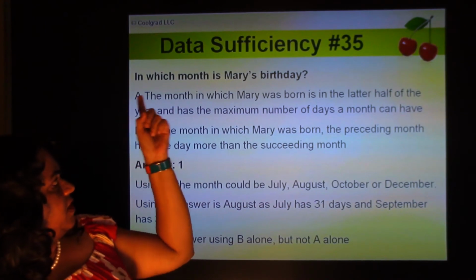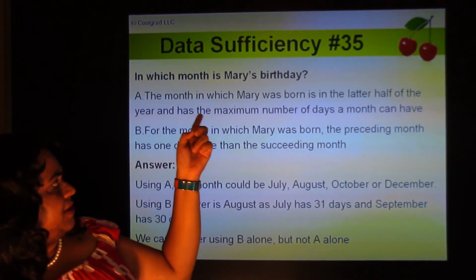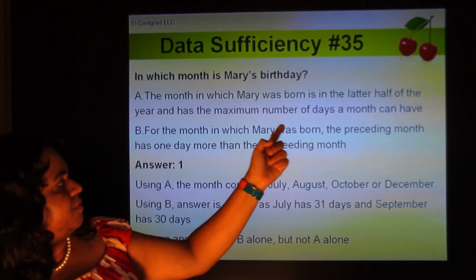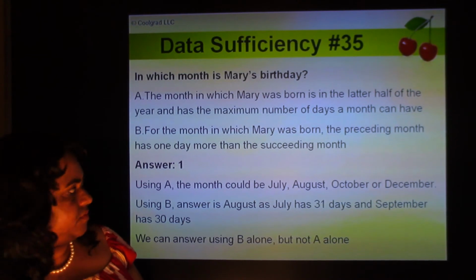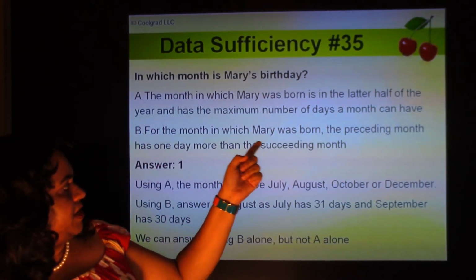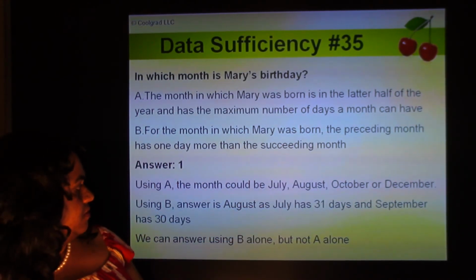Question number 35. In which month is Mary's birthday? Statement A. The month in which Mary was born is in the latter half of the year and has the maximum number of days a month can have. Statement B. For the month in which Mary was born, the preceding month has 1 day more than the succeeding month.